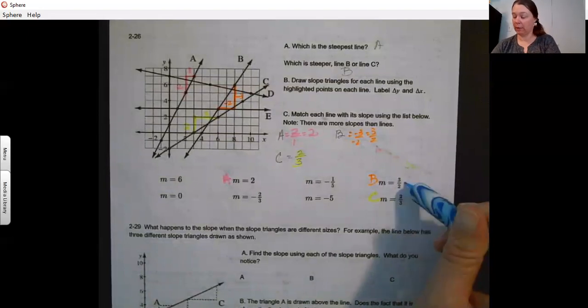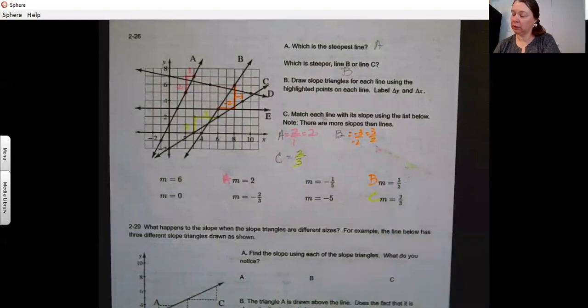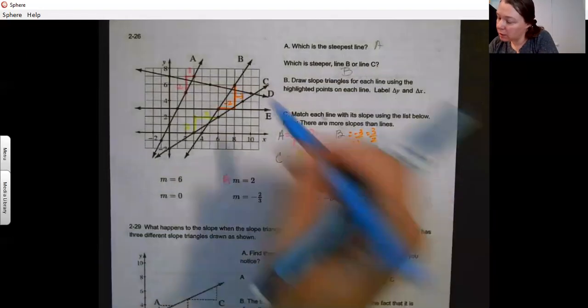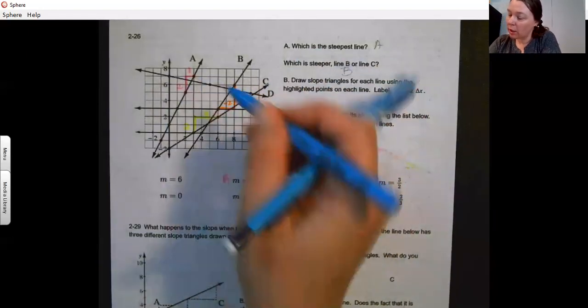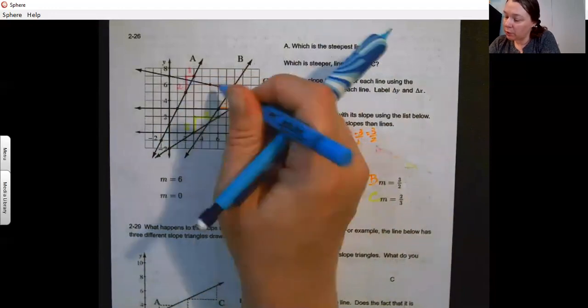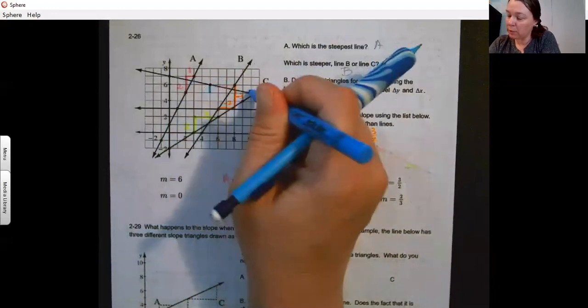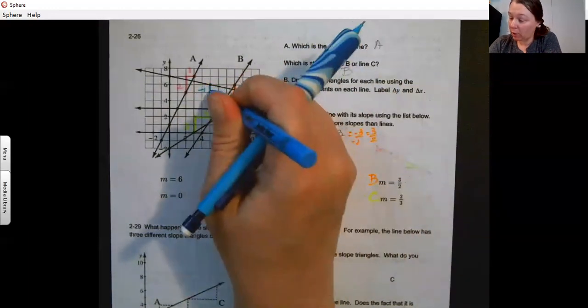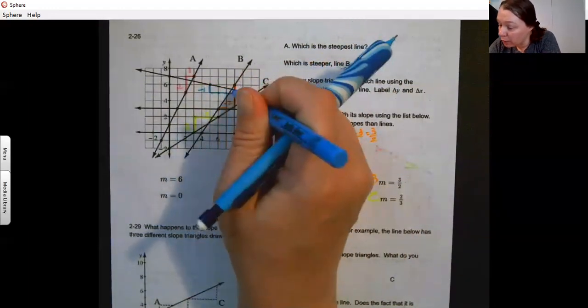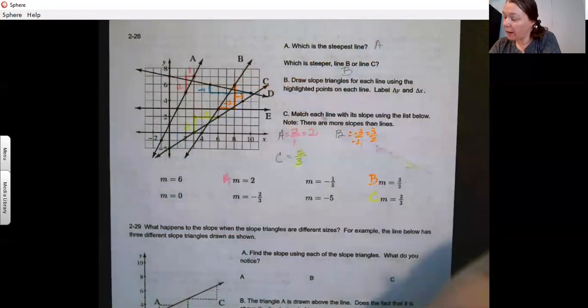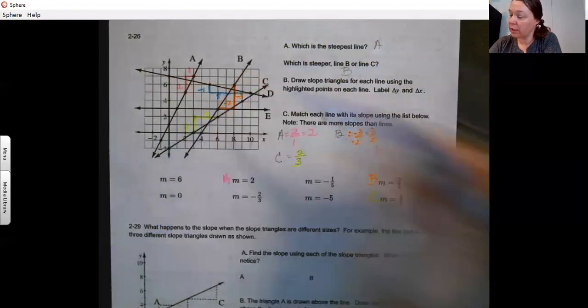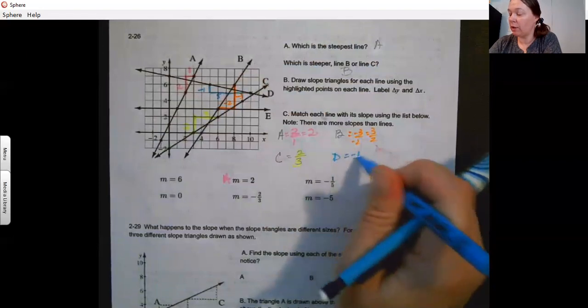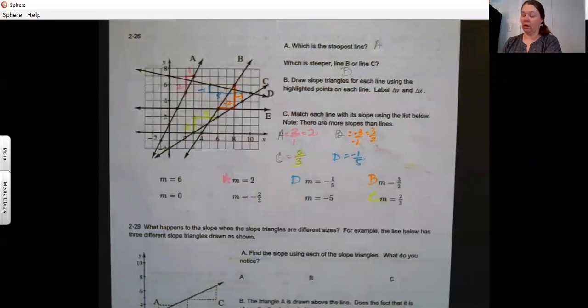So B was the bigger of the two. All right, and then for D, which is this one here, let's see. I'm going to get from this point to this point. You can pick any 2 points you want. So I'm going down 1, and then I'm going over 1, 2, 3, 4, 5. Okay, so for D, my slope is -1/5. All right, and then I've got one more.